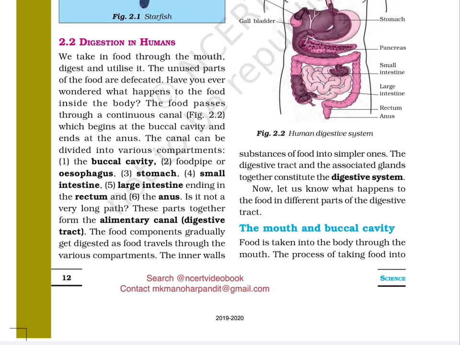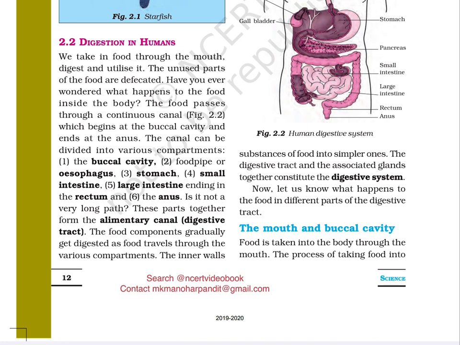2.2 Digestion in humans. We take in food through the mouth, digest and utilize it. The unused parts of the food are defecated. Have you ever wondered what happens to the food inside the body? The food passes through a continuous canal. You can observe this in figure 2.2. This begins at the buccal cavity and ends at the anus. The canal can be divided into various compartments.